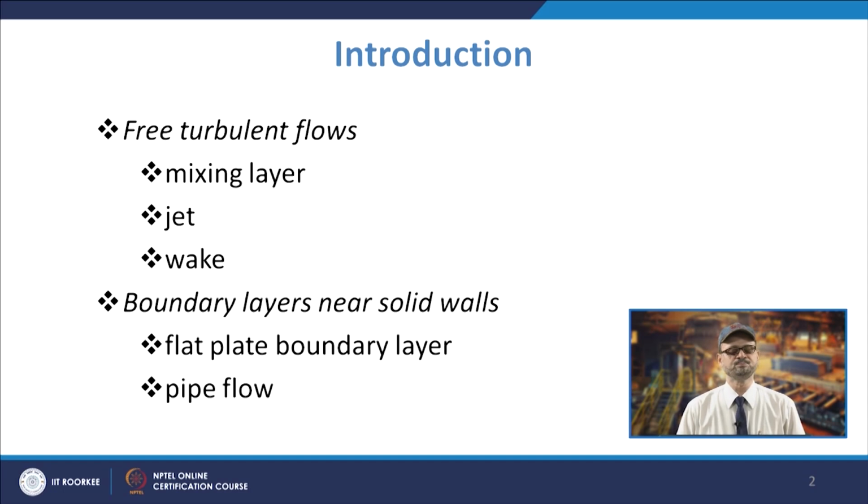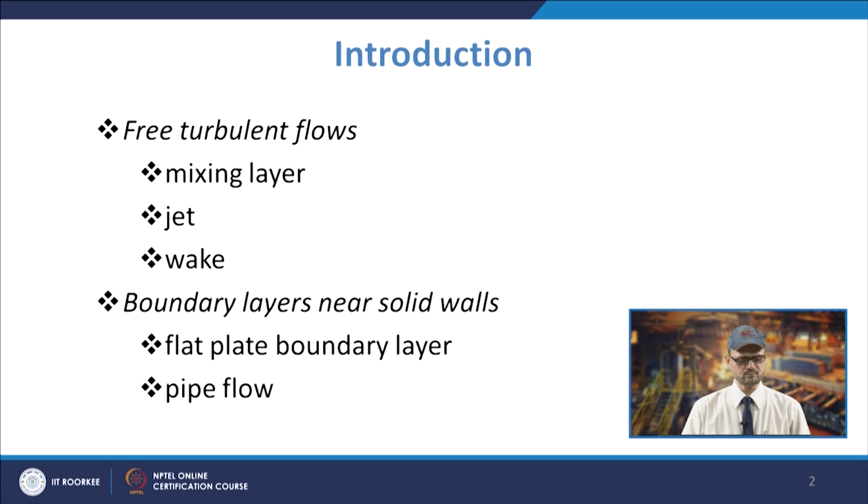We will first talk about some examples of turbulent flows, especially those with a constant imposed pressure. You have free turbulent flows, with examples such as the mixing layer, jet or wake. Then there are boundary layers near solid walls, such as the flat plate boundary layer or pipe flow.